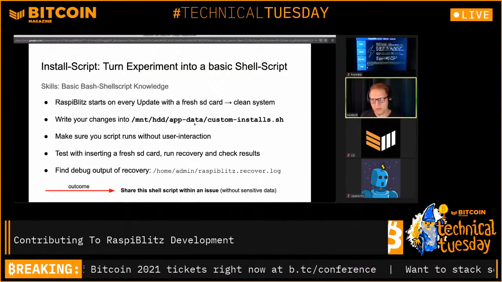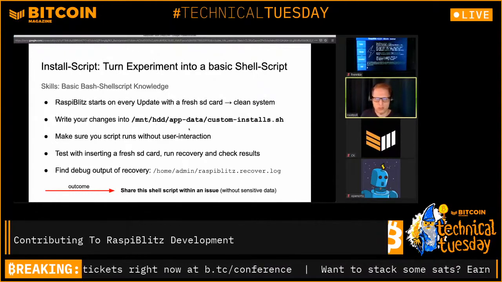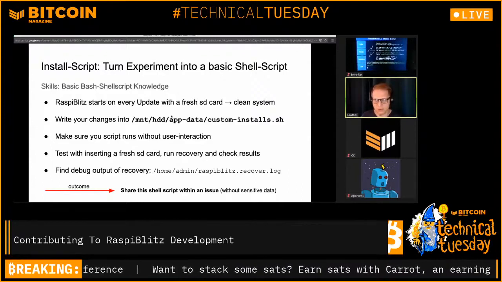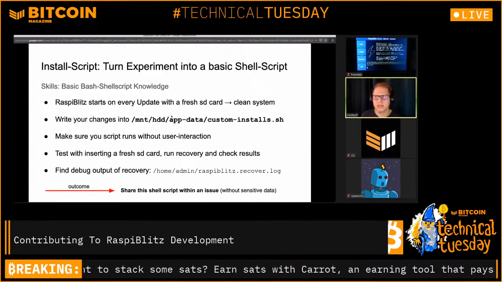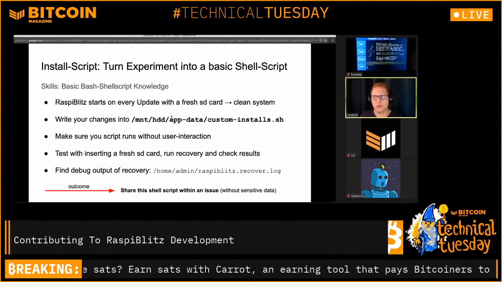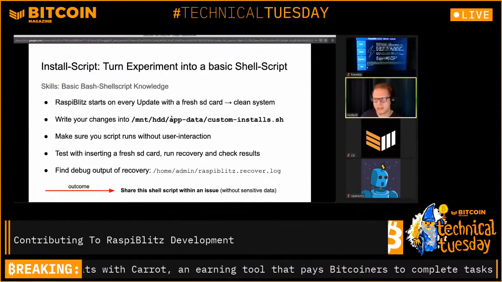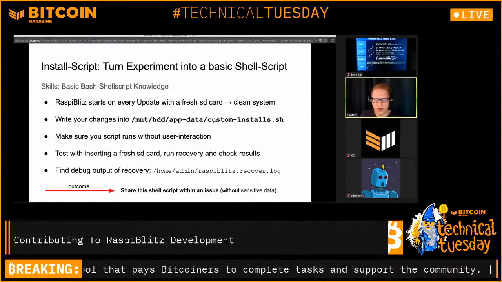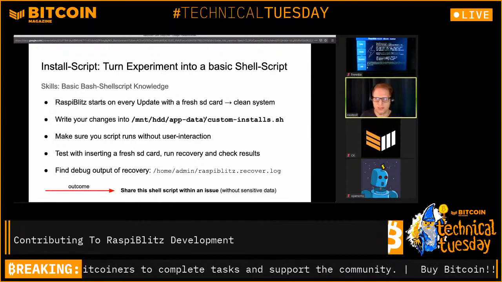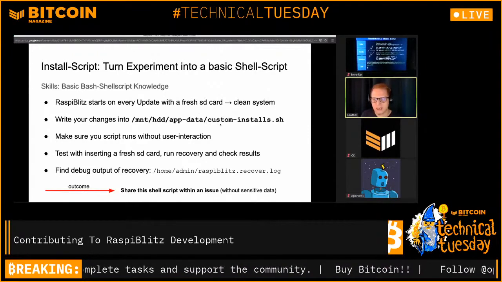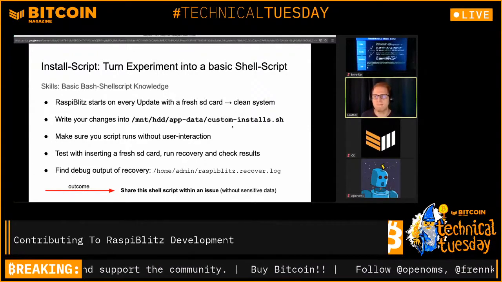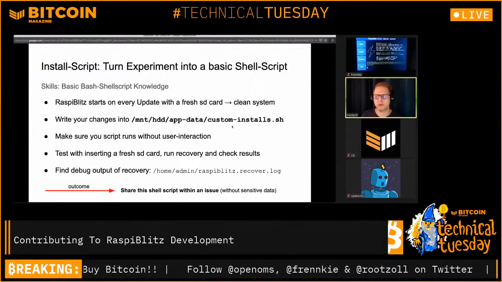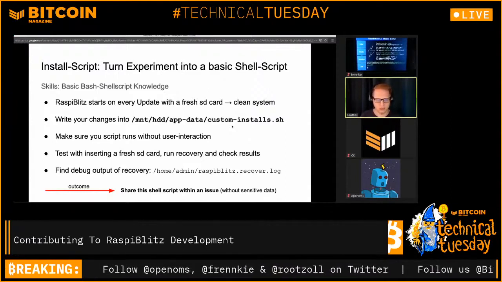But at the end of this recovery process, it will execute this little script over here. In your normal system, this is an empty shell script, but you can fill it with your own commands. So if you did changes on your RaspiBlitz and you want them to be redone at every update process, go on your hard drive in the app data directory. This is where the most precious data lives. Go into this custom install script and put the commands in there for all these modifications, and try to put them in an orderly fashion into a shell script.